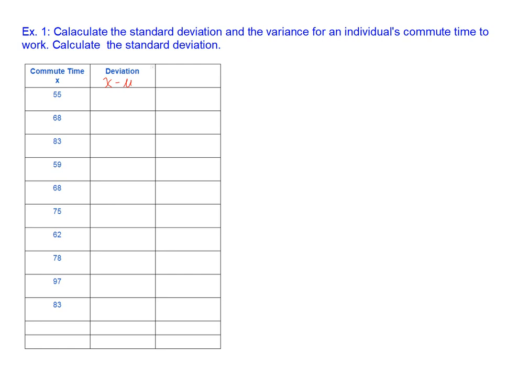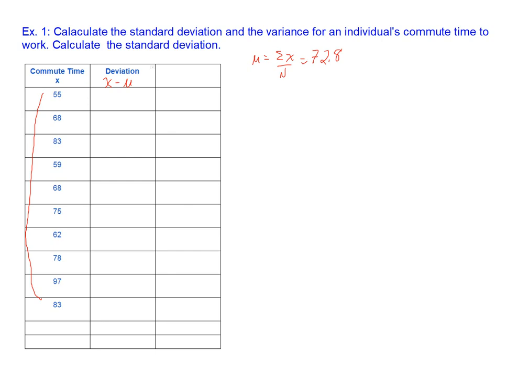The mean is just the sum of all of the x values divided by the number of x values. If we take all of these values here, add them all up and divide by how many there were, we should get an answer of 72.8. So that's the population mean. That's the mean of all of the commute times that we've seen.